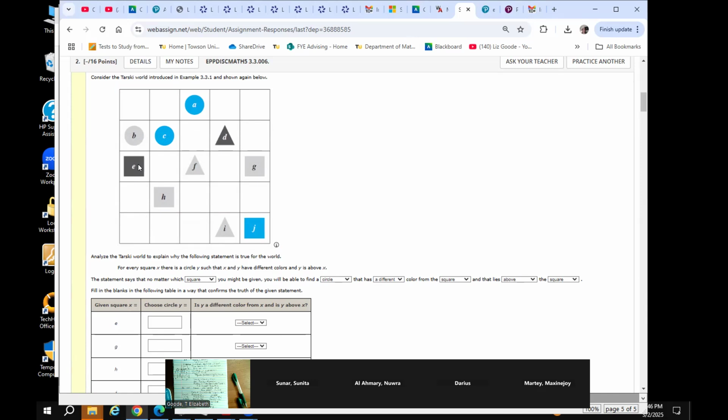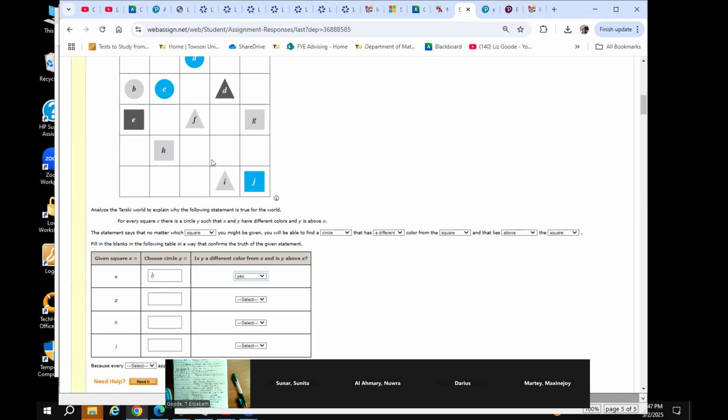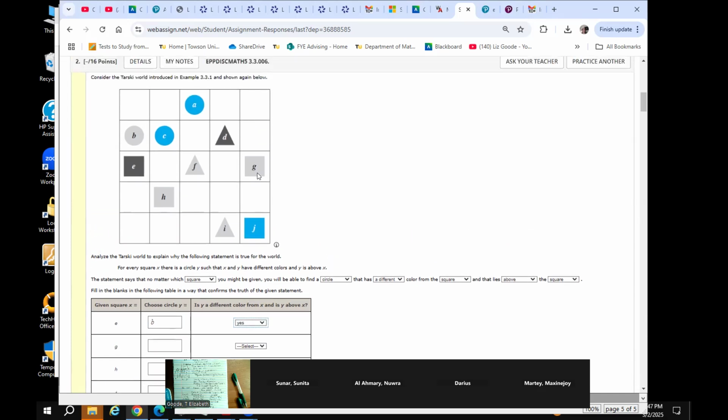Can I have B for that? Yeah, B works because B is definitely a circle that's a different color. And is it above E? And of course, yes, it is. All right, what about for square G? Here's square G. Would you be able to use circle B for square G? No, I don't think so. Is it on the left? That doesn't matter. You're thinking above means directly above.